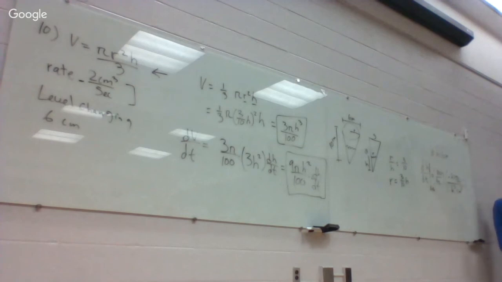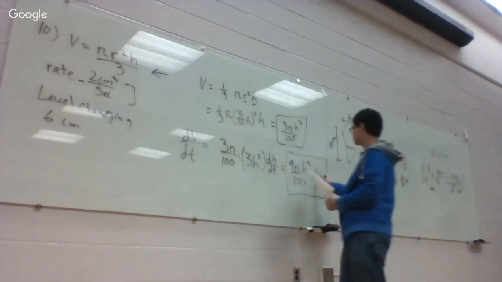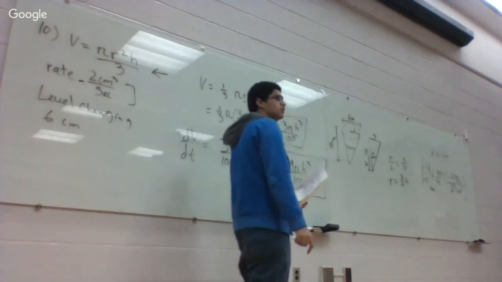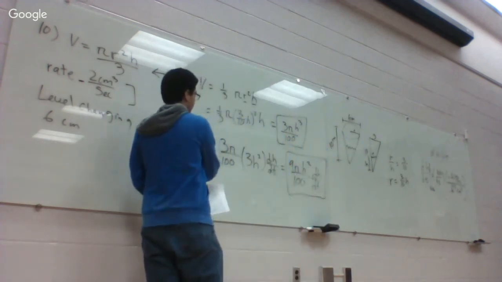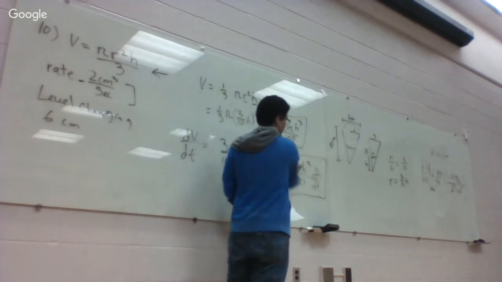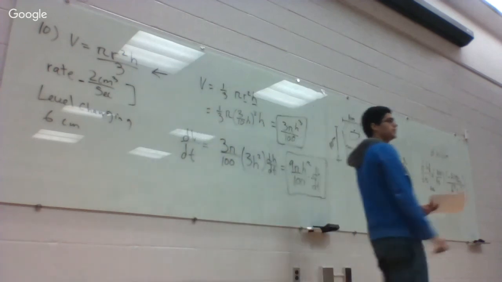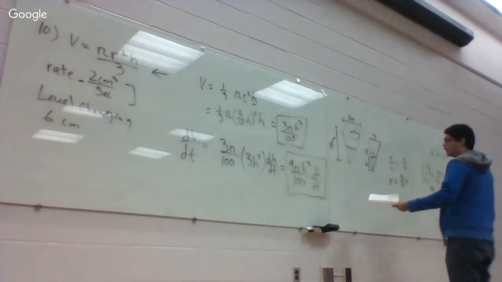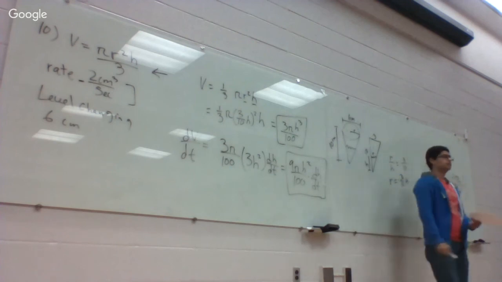Okay? Why do we divide by 6? You solve for dh dt. So you multiply dV over dt by the reverse of it. So 100 over 9 pi, h squared at the bottom.